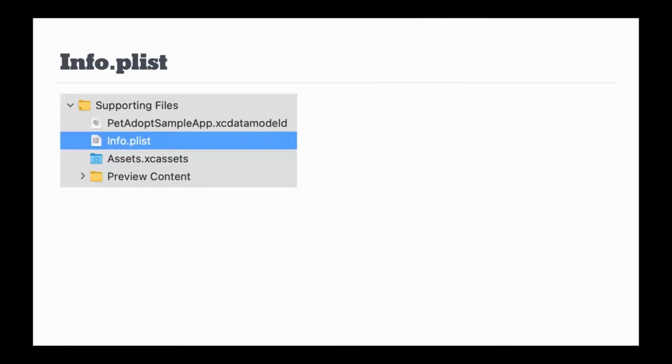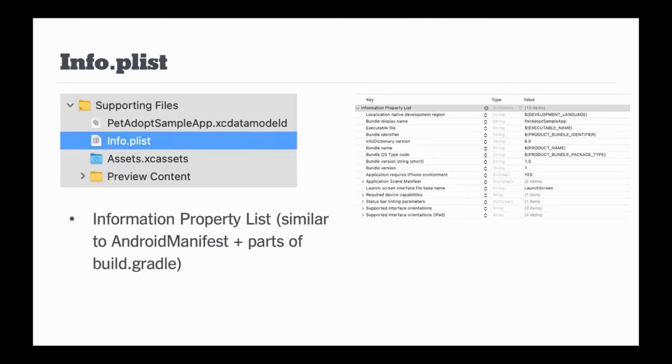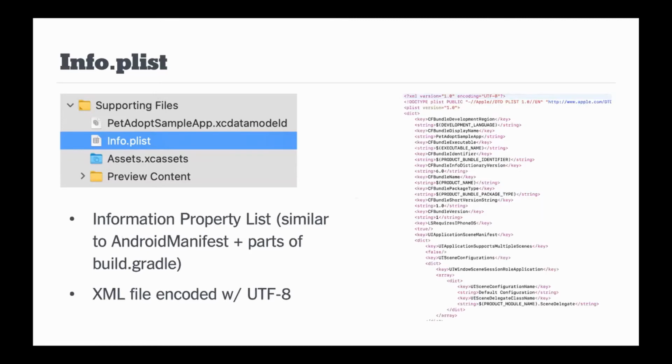So let's take a closer look at the info plist. If you were to open up in Xcode, it would look like a table like this. Its full name is information property list. It's very similar in configuration of parts of the Android manifest as well as build.gradle. Essentially, though, it's actually an XML file that's encoded in UTF-8. So if you were to look at the source version of this table, it would look like this.